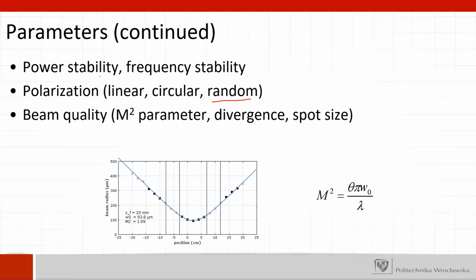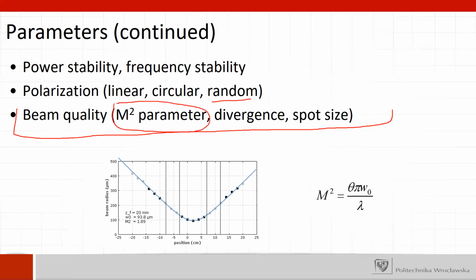It's important to define the beam quality, and when defining the beam quality, one can use the m-squared parameter. I already mentioned the m-squared parameter. This is the parameter that shows us how close to an ideal Gaussian beam our beam is. That's just a measure of how close to a Gaussian beam we are.